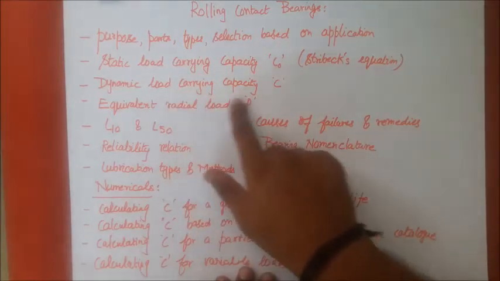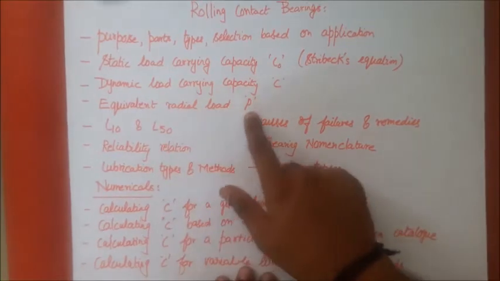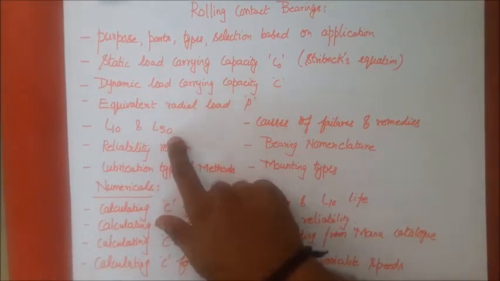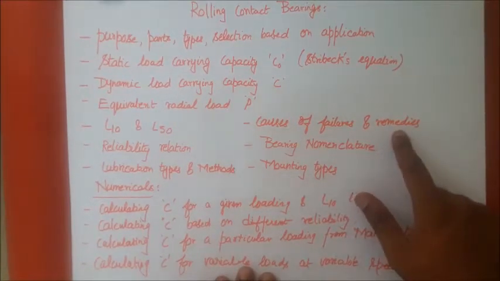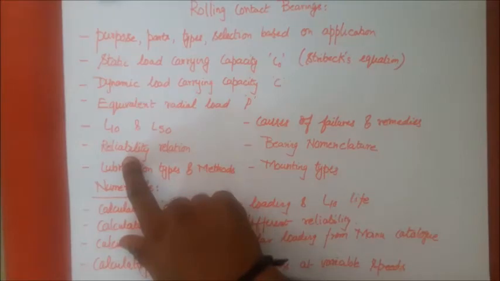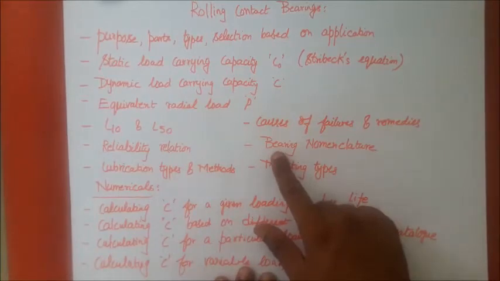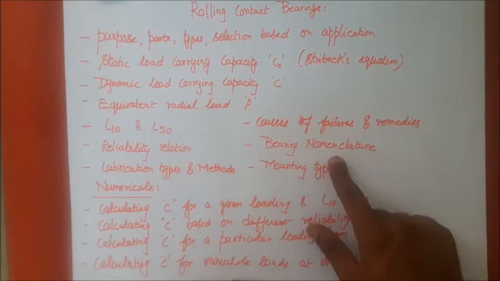Next we are going to see dynamic load carrying capacity, that is C. Then we will see what is equivalent radial load, that is P. Then we are going to see L10 and L50 life. Then causes of failure and remedies in rolling contact bearing. Then the relationship between different types of reliabilities. How is the bearing designated, what is the nomenclature used for a particular type of bearing, that is, if we go to the market what we need to specify so that we get the required bearing.